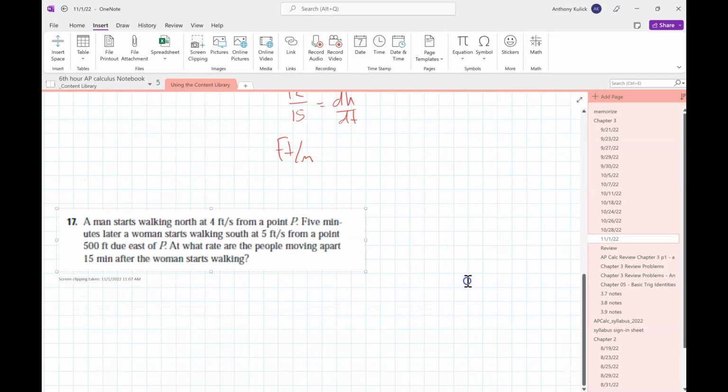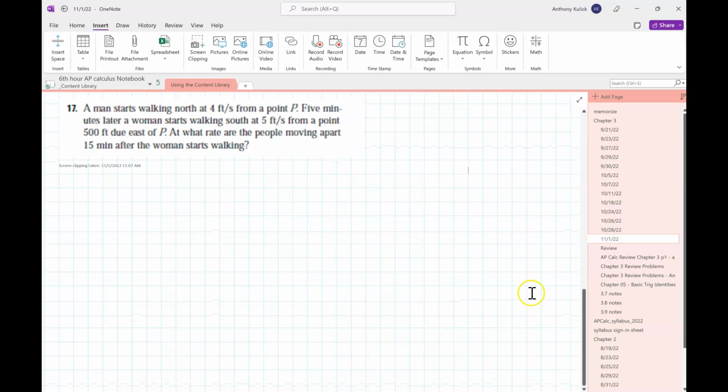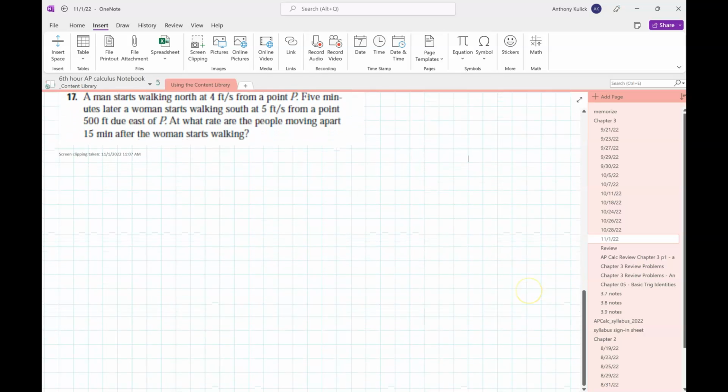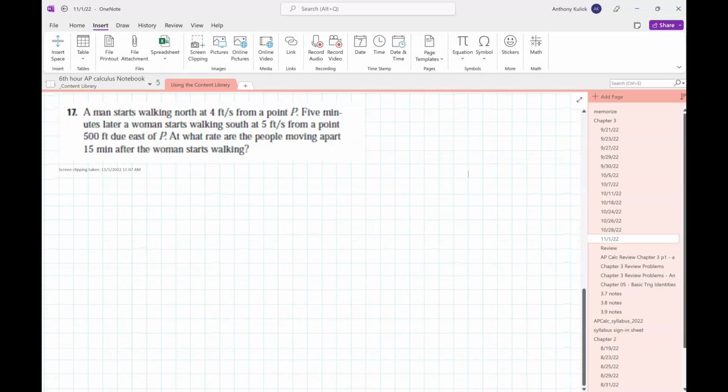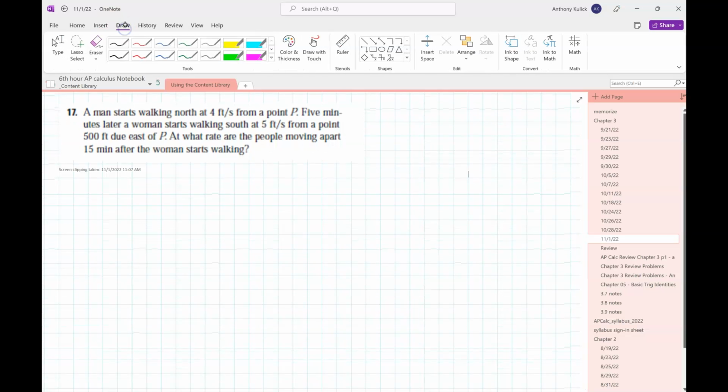Just because the picture is kind of tough to get correct. It says a man starts walking north at 4 feet per second from a point P. Okay, well, here's P. I'm going that way, right? 5 minutes later, a woman starts walking south at 5 feet per second from a point 500 feet due east of P. Okay, so she's going to be going that way.